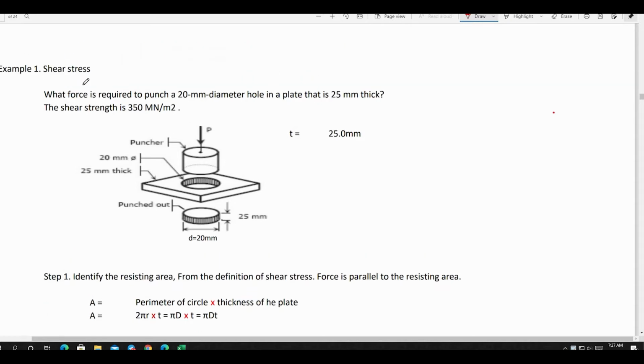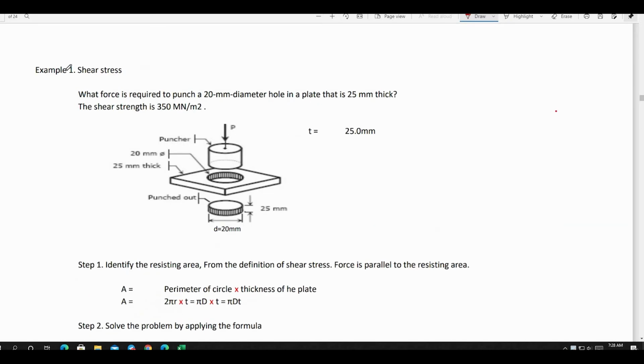Here is another problem in our current topic, that is simple stress. At this time we will deal with shear stress. What force is required to punch a 20 mm diameter hole in a plate that is 25 mm thick? The shear strength is 350 meganewton per meter square.